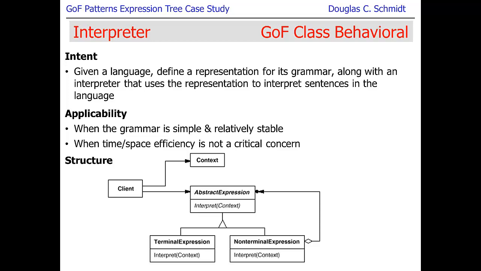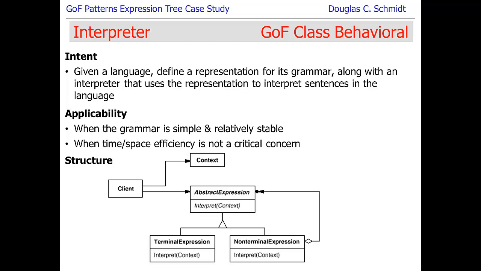And the something, of course, depends on the language and the platform and all kinds of other things. The basic idea here is you want to be able to transform from one form to something else. You would typically apply this pattern if the grammar is relatively simple and stable, which mercifully in the case of expression trees is very simple and stable. They don't change a whole lot. And when time-space efficiency is not of paramount importance.